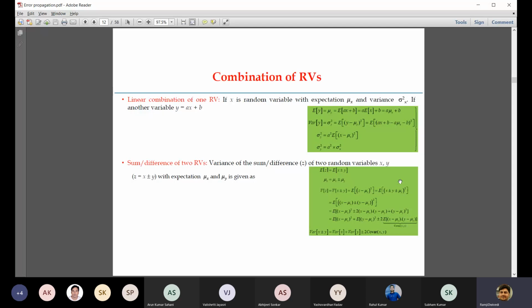Clear? Now, in order to take on the problems, one is asked as what is mu Z, and another is sigma ZZ. Obviously I am interested in what is mu Z. So for computation of mean of Z, what I've just told you, take the expectation on both sides. This is the first step towards finding out the mean of Z. The moment you take expectation of Z, it would become mu Z.